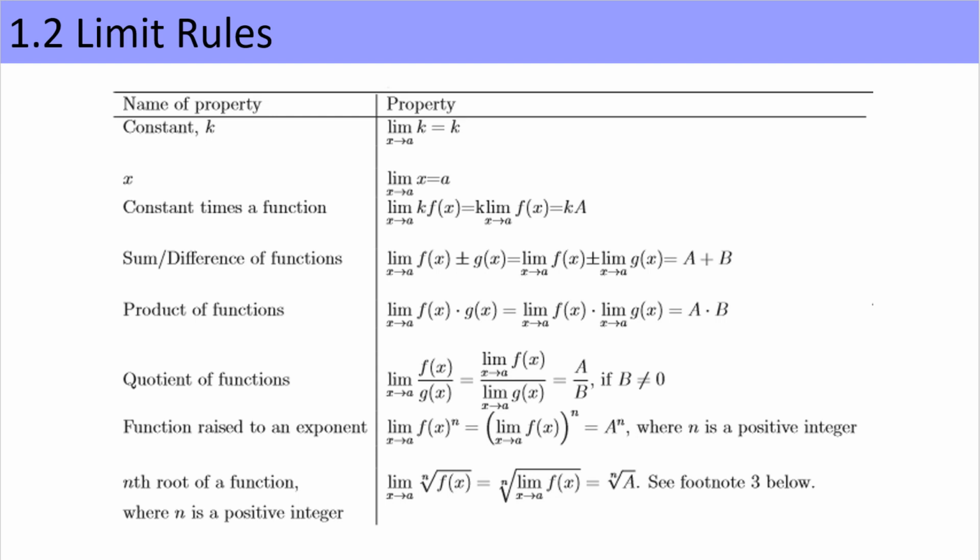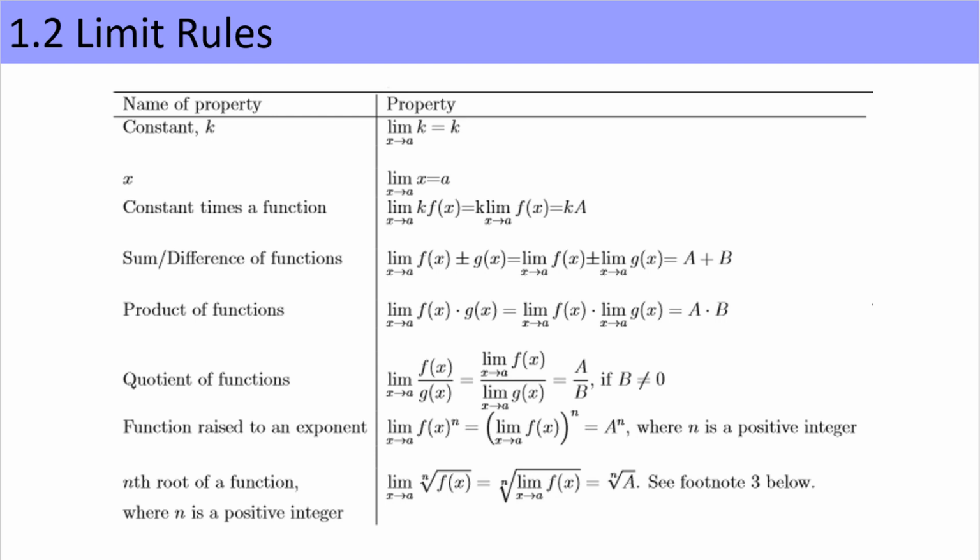The quotient of functions. The limit as x approaches a of f of x over g of x is equal to, let's observe, the limit as x approaches a of f of x divided by the limit as x approaches a of g of x, which would be the ratio of A over B as long as B does not equal 0.